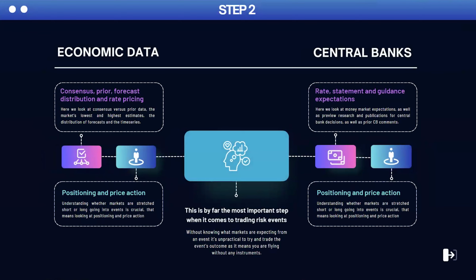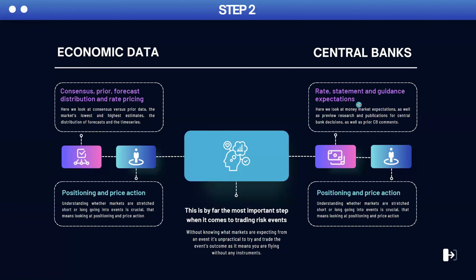So now that we've gone through the 3 steps for economic data, let's just quickly look at central bank policy decisions as well. For central bank policy decisions, the second step, that's the most important step, involves collecting data such as the market's rate expectations, statement expectations, and obviously guidance expectations.